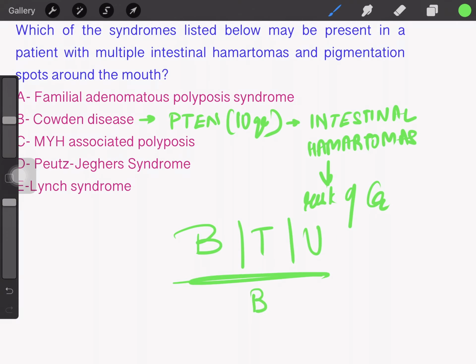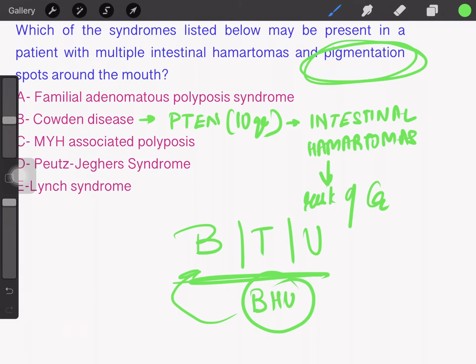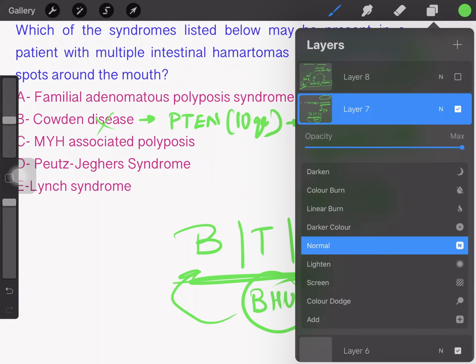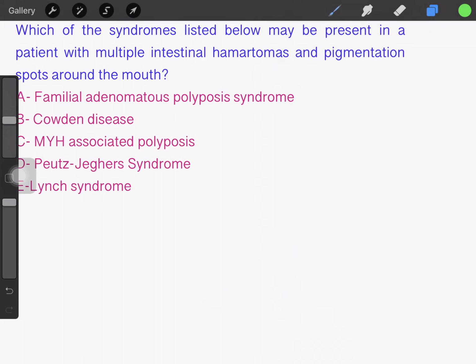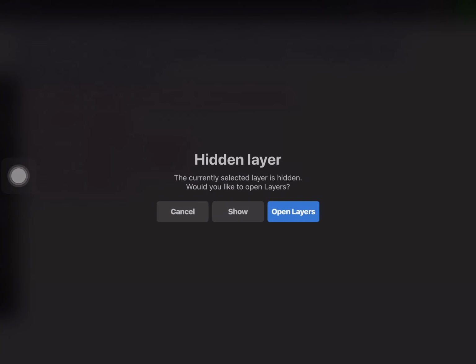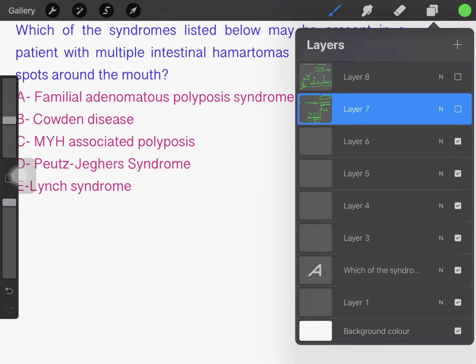So there is BHU, the university. Similarly, there is BTU in Cowden. But again, this has no mention of any pigmentation in any of the books. So this is again not the answer. So we go on to the next option. Next option is MYH.